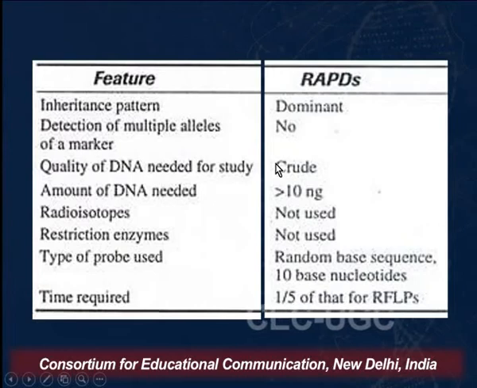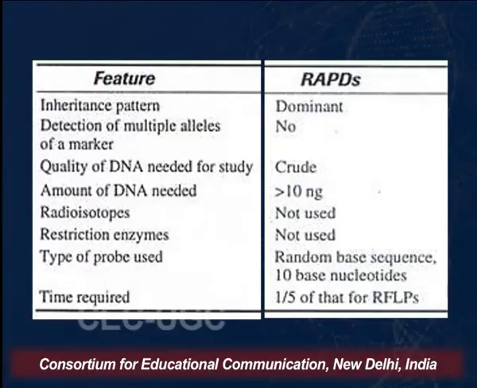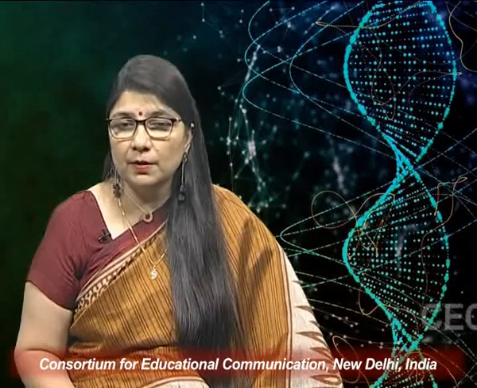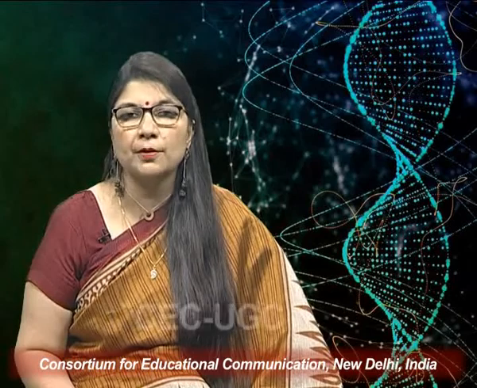The detection of multiple alleles of a marker cannot be done because it amplifies only the product where the specific primers are binding. As for the quality of DNA, crude DNA can also work. As you can see, greater than 10 nanogram of DNA can also work. We do not require radioisotopes because we can directly identify the amplified product on the gel. And even in the capillaries, when we talked about the sequences, we can run the amplified product, label it with different fluorescent dyes, and see the pattern using capillary electrophoresis.